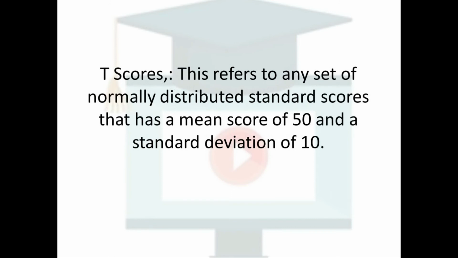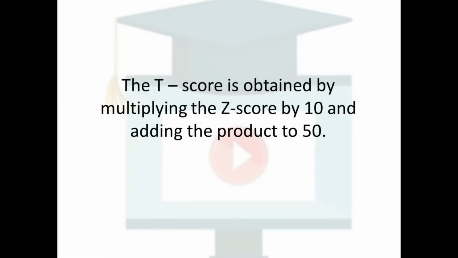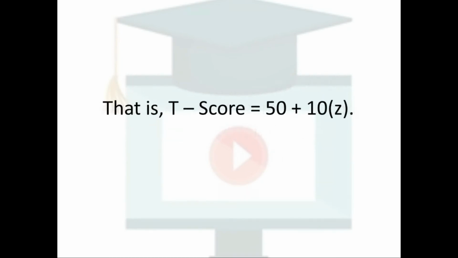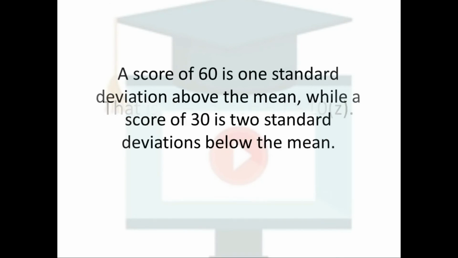T-scores. This refers to any set of normally distributed standard scores that has a mean score of 50 and a standard deviation of 10. The T-score is obtained by multiplying the Z-score by 10 and adding the product to 50. That is, T-score equals 50 plus 10Z. A score of 60 is 1 standard deviation above the mean, while a score of 30 is 2 standard deviations below the mean.